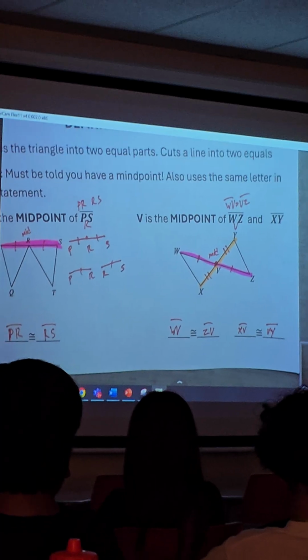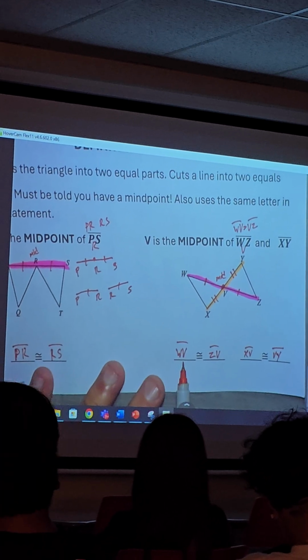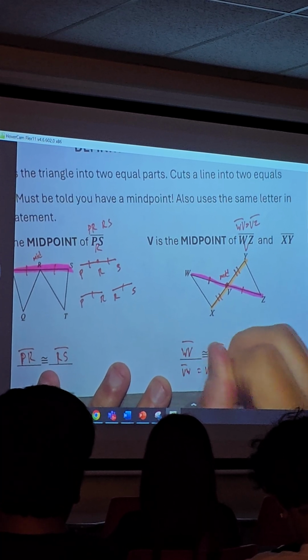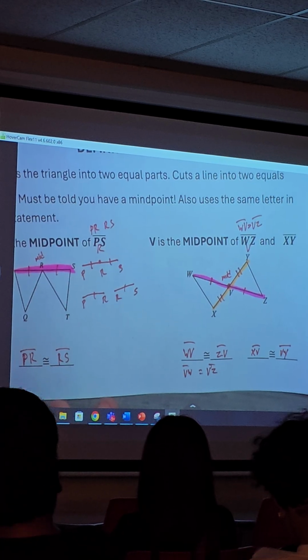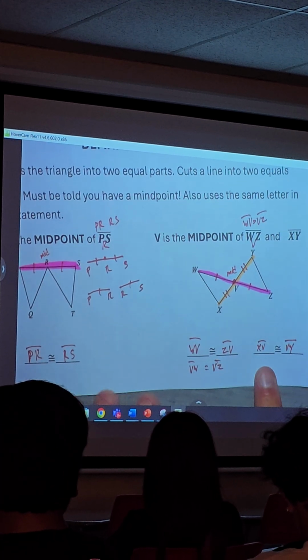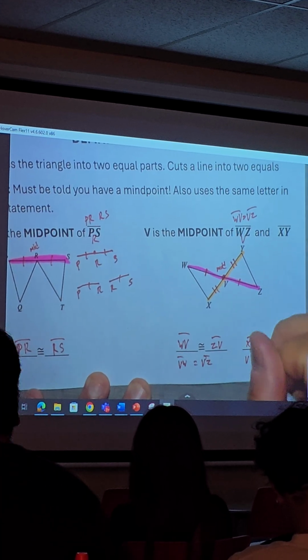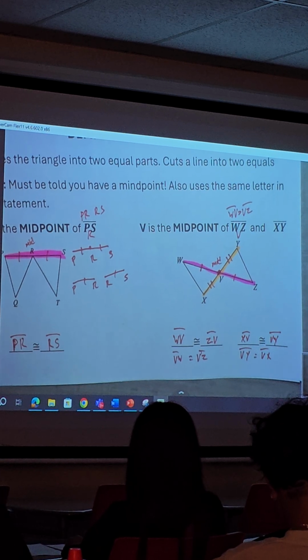Now, I did have a couple questions. Does order matter? Not really. So, for example, someone said, what if I said VW is the same as VZ? Is that going to be wrong? No, it's the same thing. Okay. What if I said VY was the same as VX? Is that wrong? No, it doesn't matter.